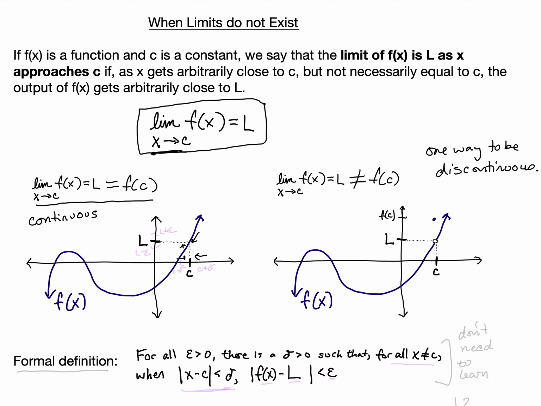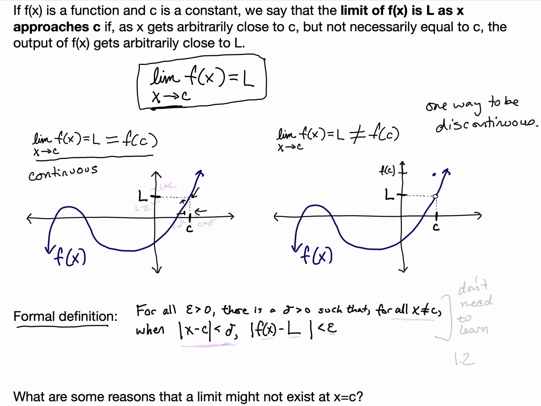Okay. So our definition that we're using isn't extremely formal, but there is a more mathematically formal definition, and it's the following. For all epsilon greater than 0, there is a delta greater than 0, such that for all x not equal to c, when the absolute value of x minus c is less than delta, then the absolute value of f of x minus L is less than epsilon.